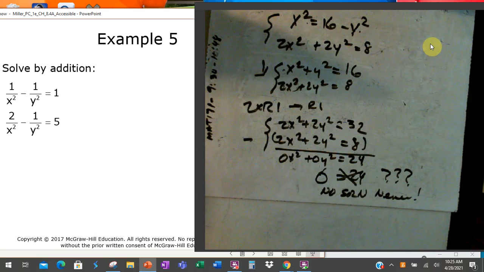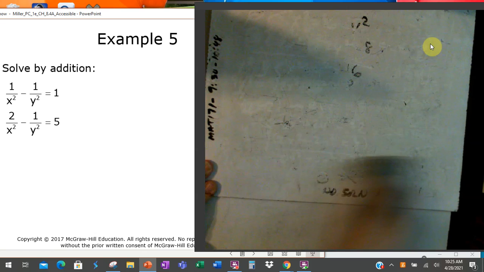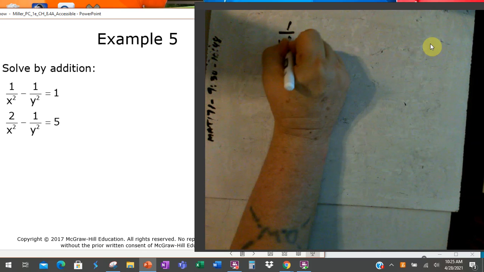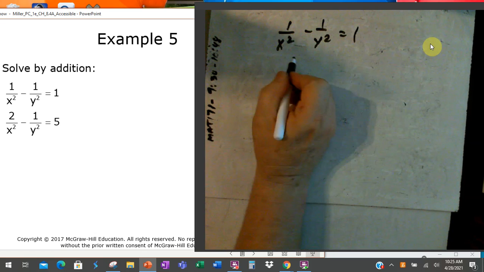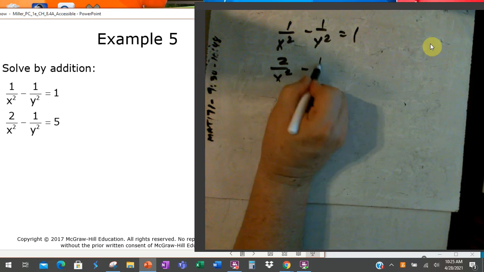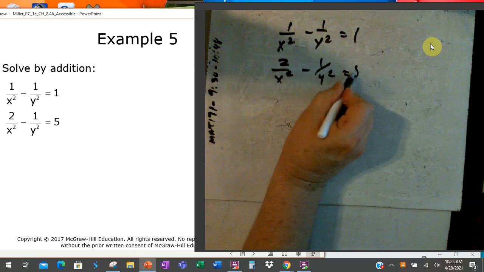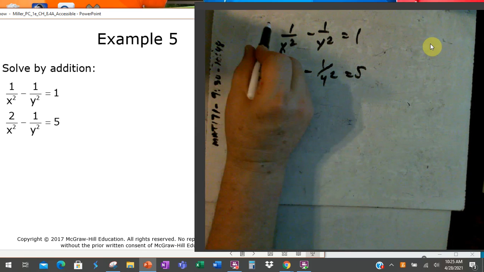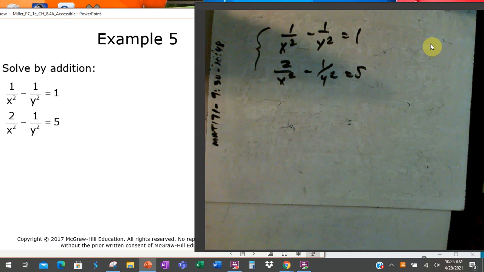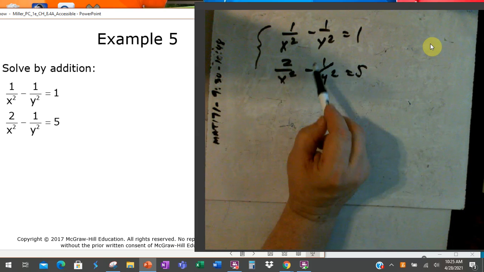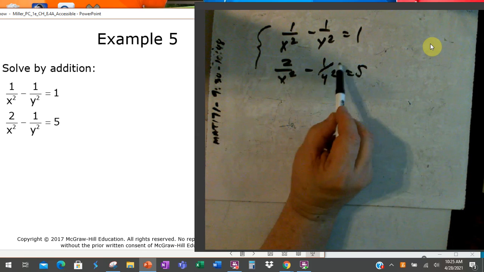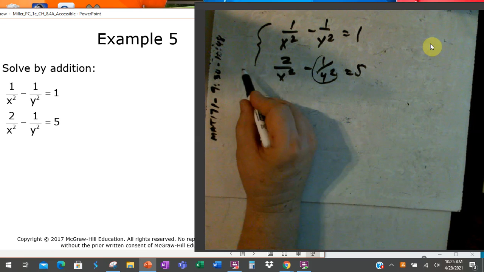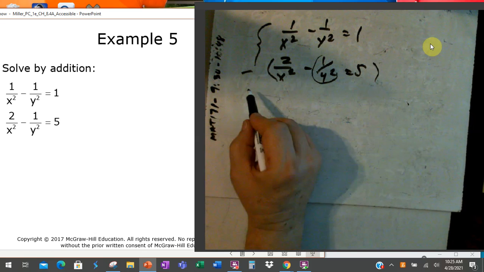Okay, so let's try this. Two over x squared minus 1 over y squared is equal to 5. Okay. So here, I want to be careful when you're looking at these problems to see if I have opposite signs or same signs. And here, this is the same as this, same sign, so I just want to do a subtraction, okay, to get rid of that.